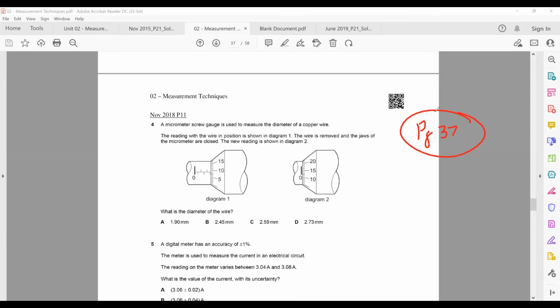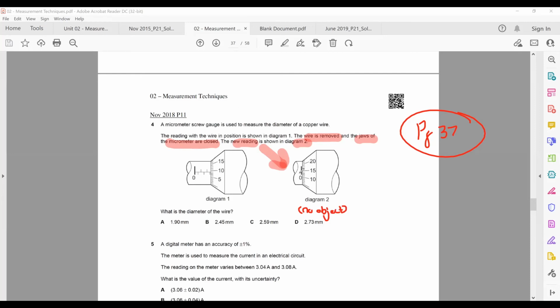When you look at this, is there zero error here? Is there any indication of zero error here from how the question describes it? No. There's actually zero error. You see the wire is removed and the jaws of the micrometer are closed. The new reading is shown in diagram 2, which is this one here. This one is with no object.